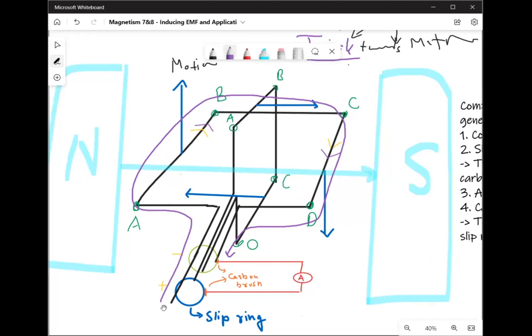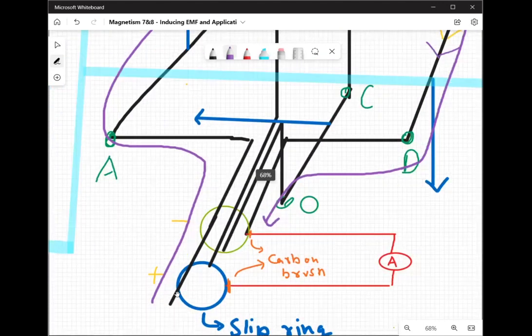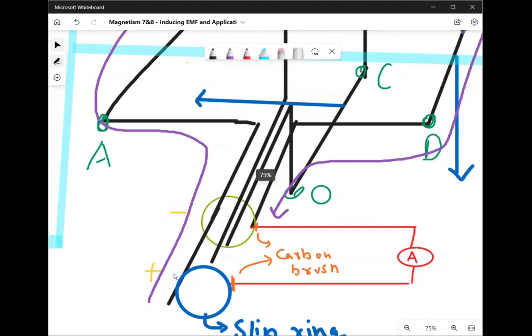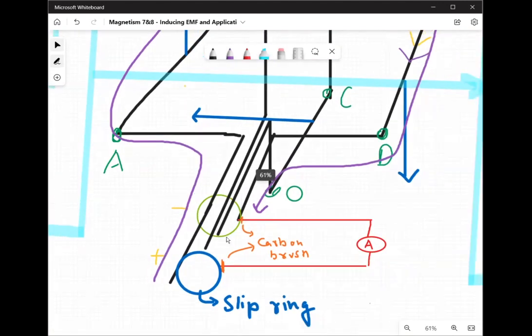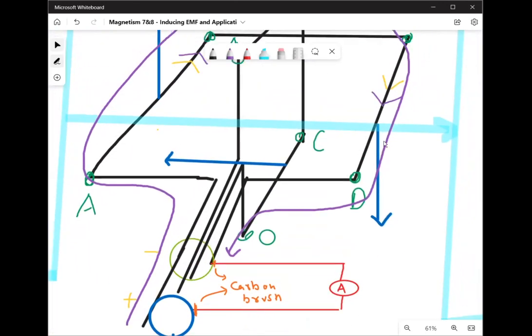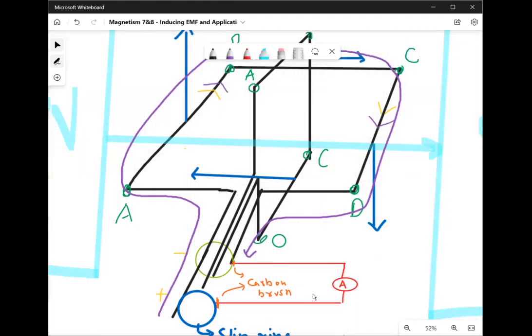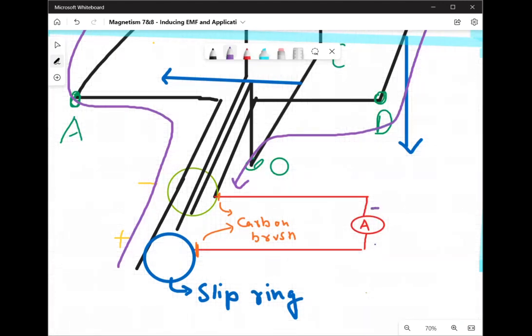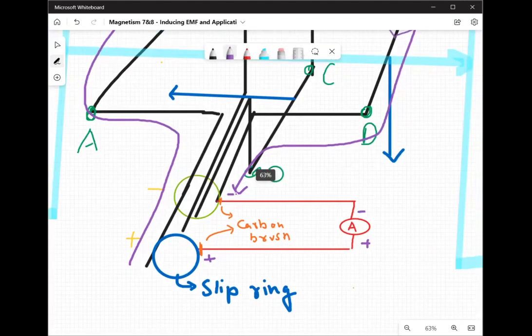That's your current. So what's really happening is that this terminal, the blue slip ring, is the positive terminal because that is connected to the AB section. The green one is connected to the CD part, which makes this terminal of the ammeter negative and this one positive. Is that clear? So where the current is starting, it's positive. Where the current ends up, that's negative.